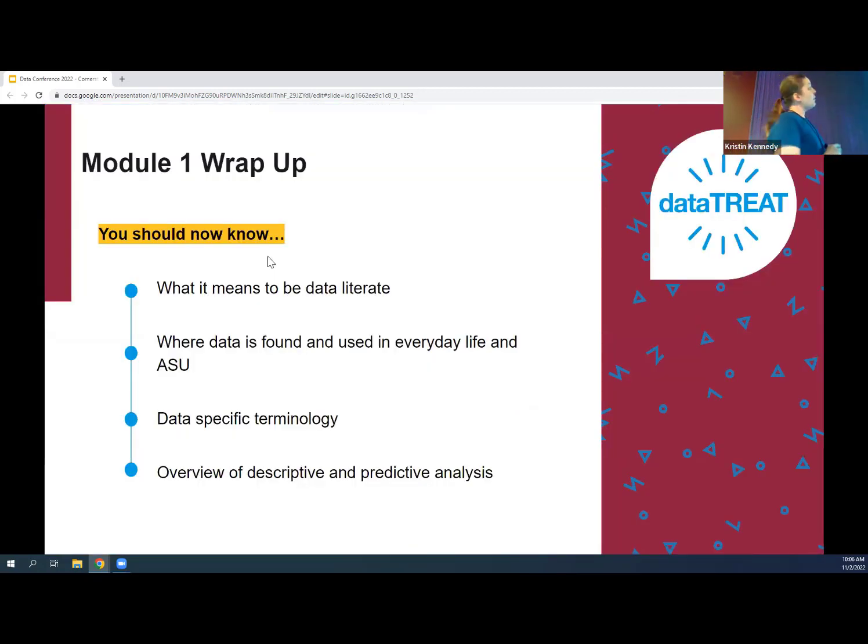Okay, so just to wrap it up, hopefully you have an idea of what it means to be data literate. You have an idea of what data is found inside and outside of ASU. You have an idea about some of your data-specific terminology. Once again, the goal was not to memorize that, but just to be acquainted with it. Kind of like an actor in a movie: you can recognize the face, but you don't necessarily know the name. Recognize it, be acquainted with it. And then a very brief overview of descriptive and predictive analysis. We will go into more detail on these things in later modules. This was just a very broad overview to give an idea of what's coming up and what to expect.